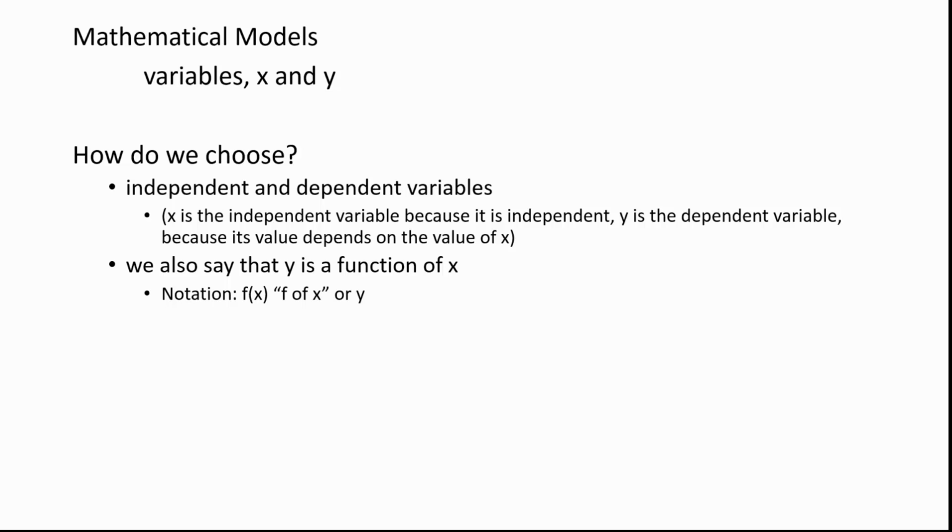If we have two numerical quantities, we're going to let them be expressed in our mathematical model by two letters, one being x and one being y. Now, the first question we need to ask is, how do we choose which one should be x and which one should be y? The value of y should depend upon the value of x, and mathematically we can say that y is a function of x.